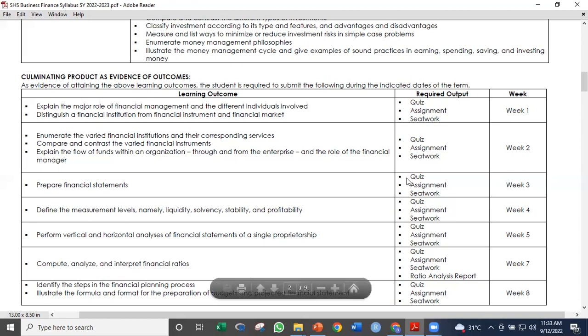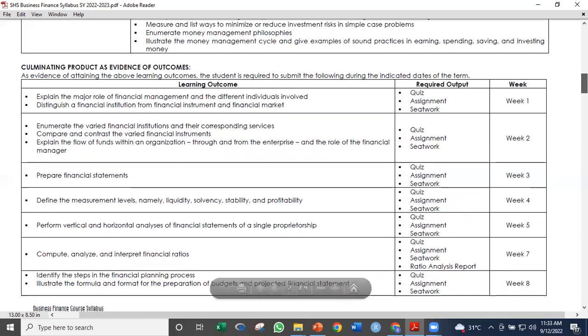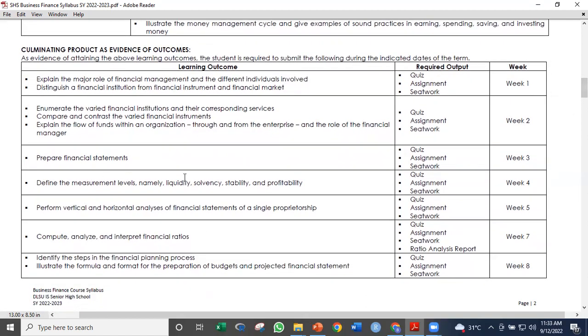In week 3, we're going to do financial statements. Week 4, we'll have the ratios. The financial statements are the end goal of the accounting process. The financing function is different from the accounting function. In the accounting function, the end goal is to generate financial statements, whether it's the balance sheet, the income statement, or the statement of cash flows. Of course, the accounting field has already expanded also into other functionalities.